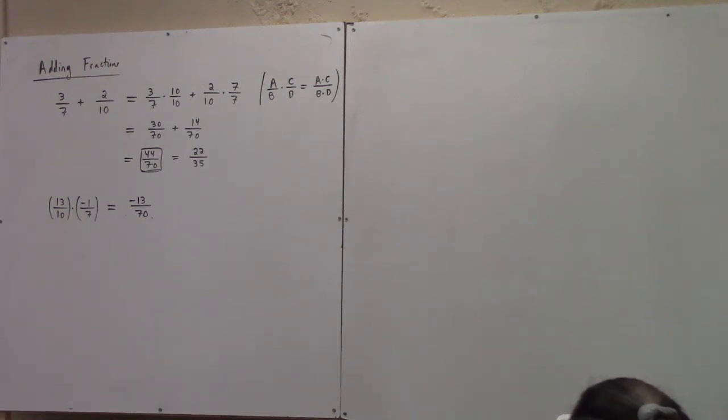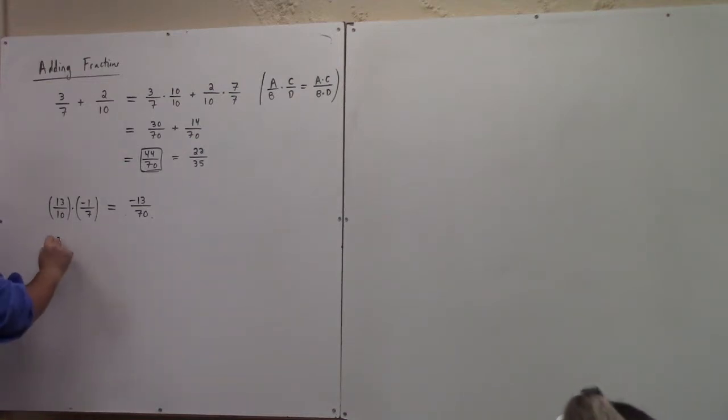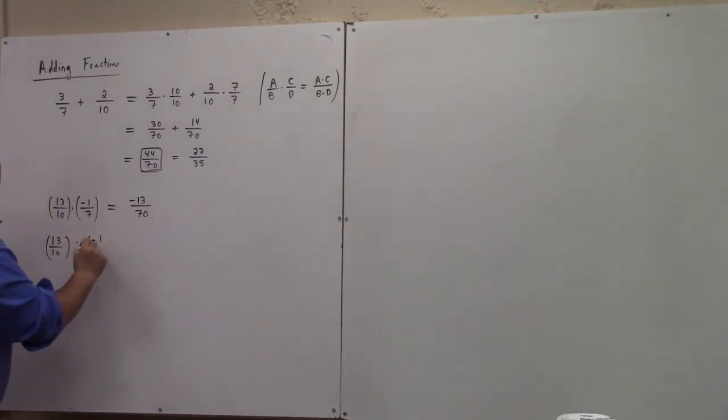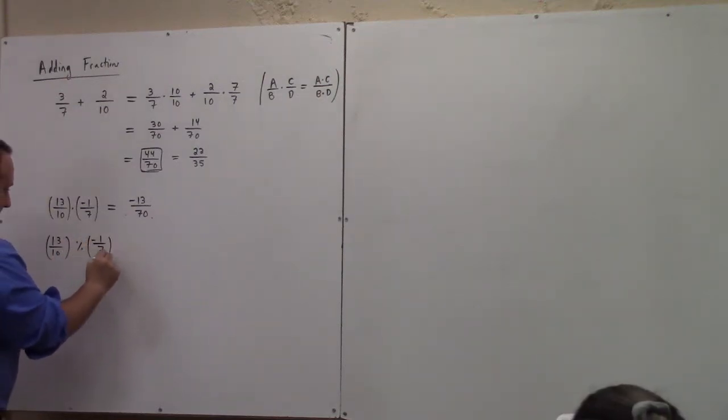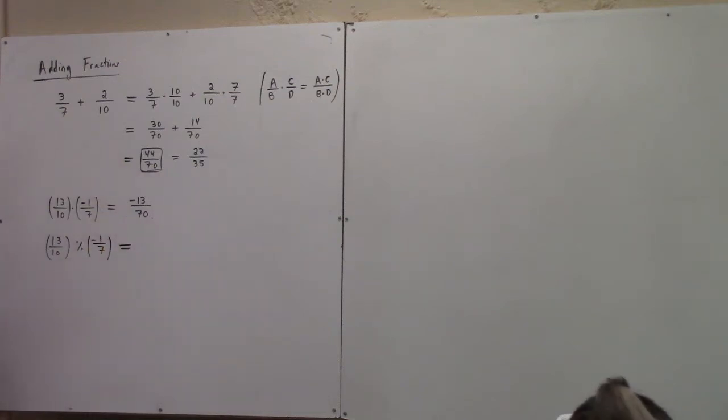What if we were going to divide? What if we had 13/10, and I don't like this notation, but I'll do it, divided by minus 1/7. You probably won't see what I just wrote on any test I'll ever make. I refuse to use this divide by symbol. Instead, what I would write is the following.